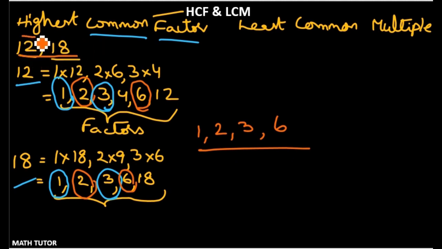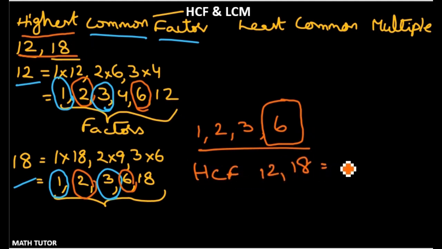Now highest common factor. Of all these factors, which is highest? 6 is the highest number. So what is the HCF of 12 and 18? 6.